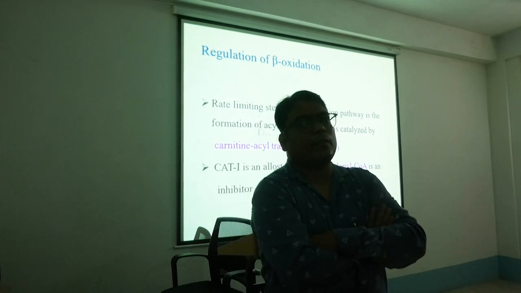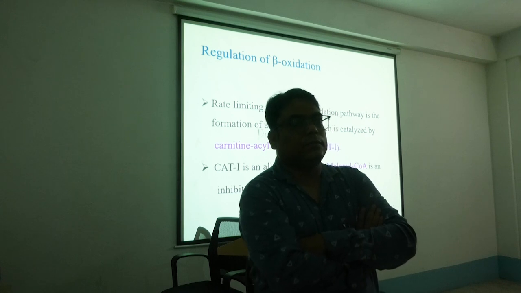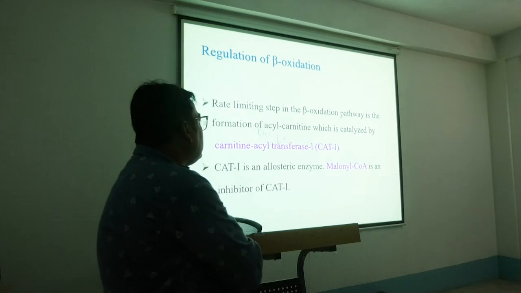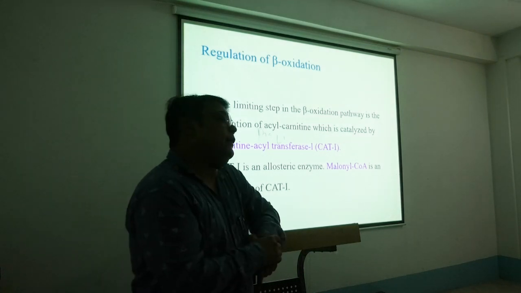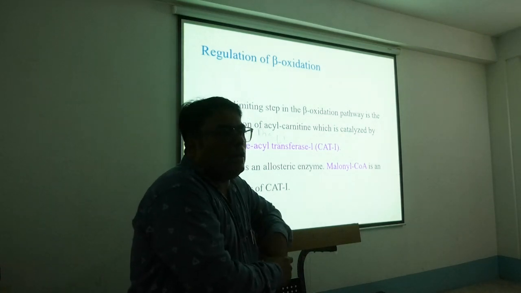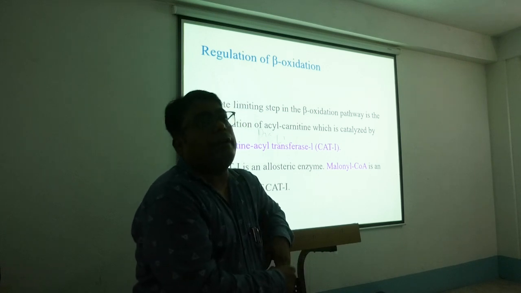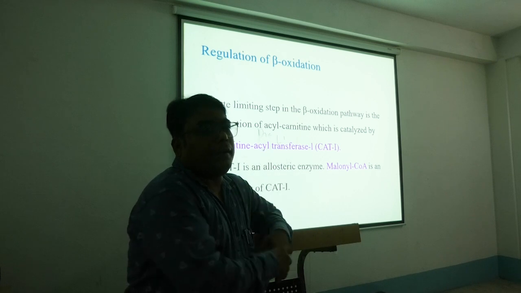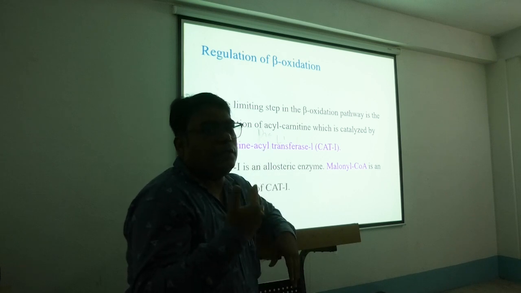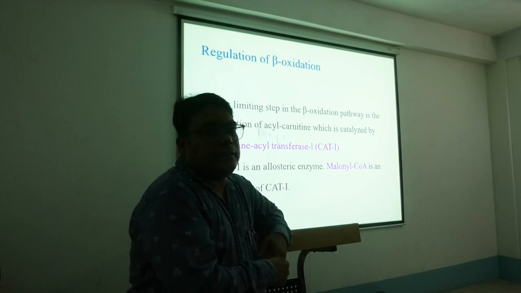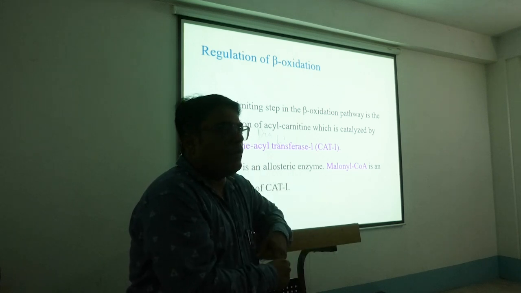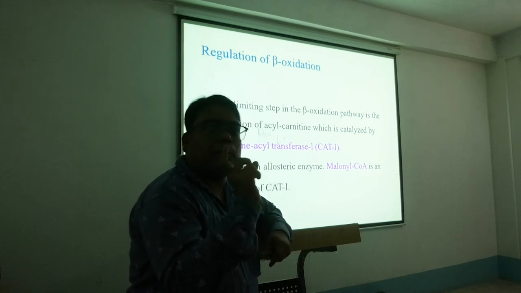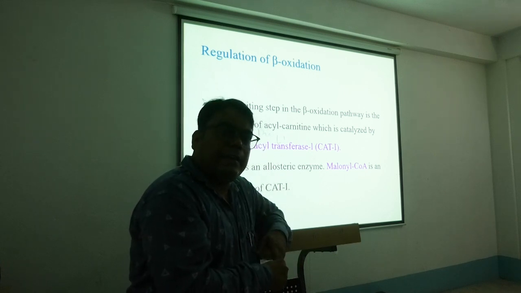The word itself says it: the step that determines the rate is the rate limiting step. Here we talk about the regulation, that is the regulation of beta oxidation. In this step, the metabolic pathway is regulated, whether it produces high energy, high production of ATP, or low production of ATP. It is mainly regulated by some key factors, that is enzymes.